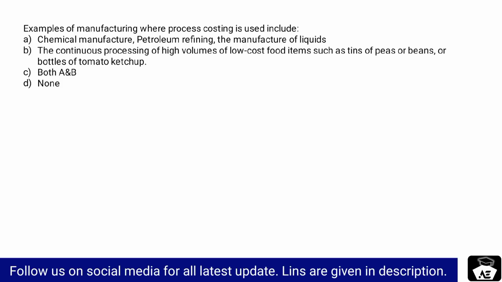Example of manufacturing where process costing is used include. So options are chemical manufacture, petroleum refining, manufacturing of liquids. Option B, continuous process of high volumes of low cost food items such as tins of peas or beans or bottles or tomato ketchups. Both A and B or none of this.